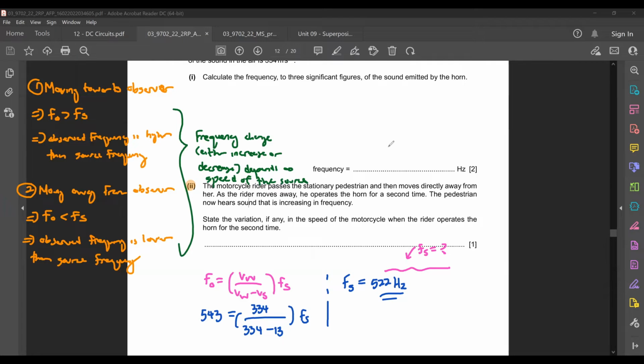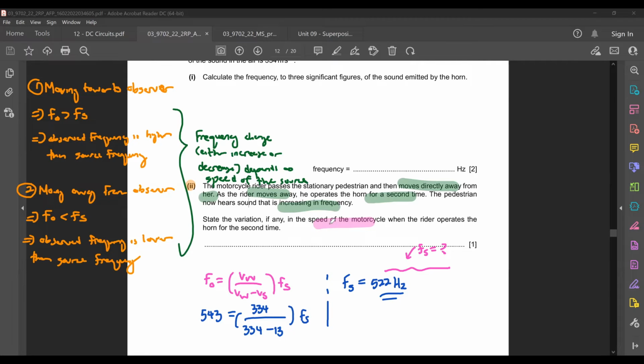Okay, so in my case here, I already know that the rider is moving away from the observer, the pedestrian. So right now the rider moves away, he sounds the horn for another time, but what the pedestrian hears is that the sound is increasing in frequency. So what they're asking you right now is, what's the speed of the motorcycle rider when he operates the horn for the second time?